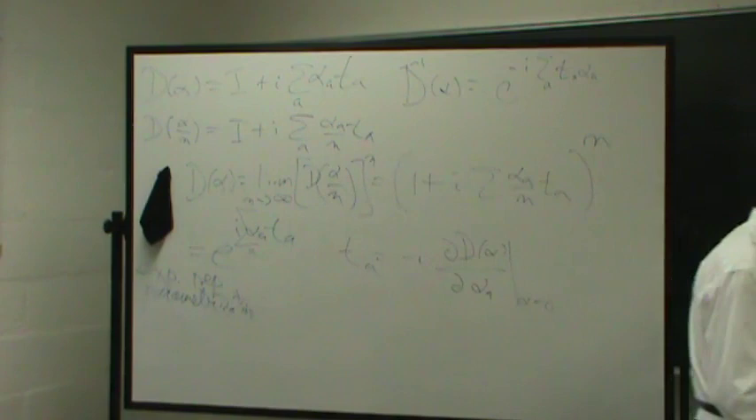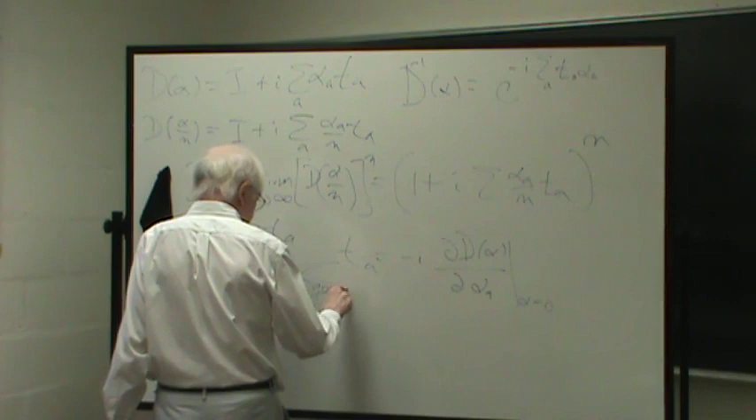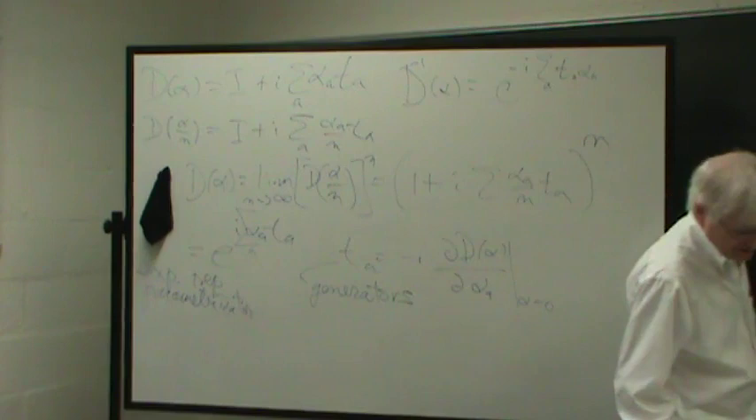So if one adopts the exponential parameterization, this is how the generators look. These things are called generators, and they're generators of the Lie group or of the symmetry.